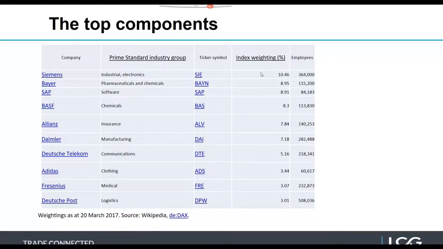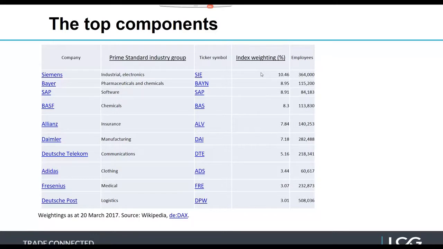Likewise, Bayer, SAP, and so the other companies that you see in this list, Daimler, obviously. The DAX struggled a bit when Volkswagen were in trouble. These car makers do have a big impact on the index.